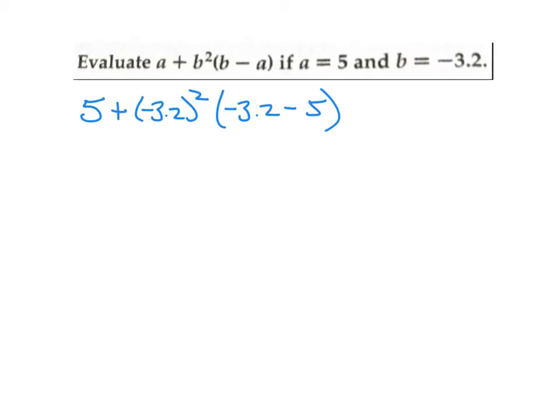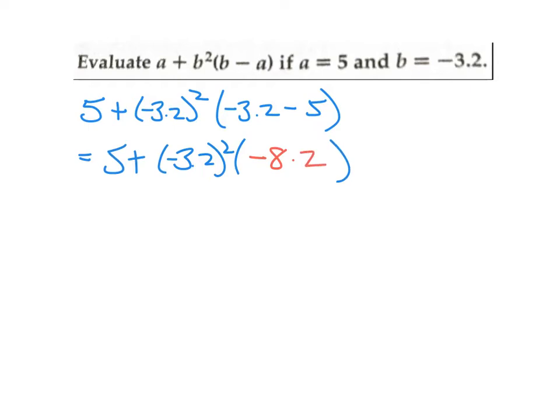We have a couple of grouping symbols, the parentheses right here. This negative 3.2 is already simplified, but this negative 3.2 minus 5 is not. So I'm going to leave everything the same, this negative 3.2 being squared, and just simplify what's in this last set of parentheses. Negative 3.2 minus 5 is negative 8.2.